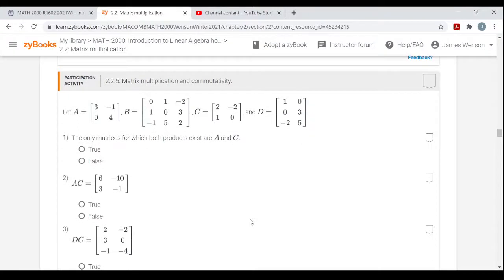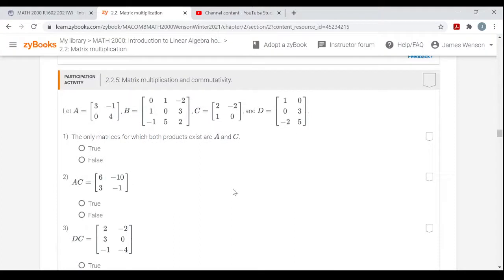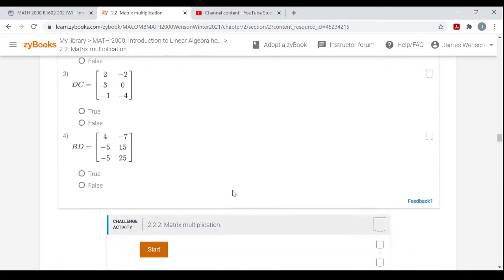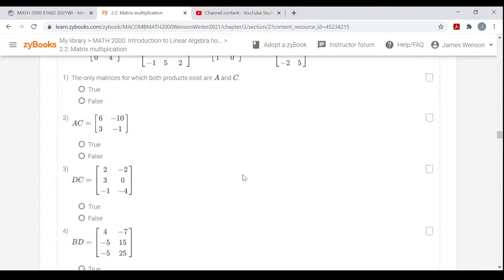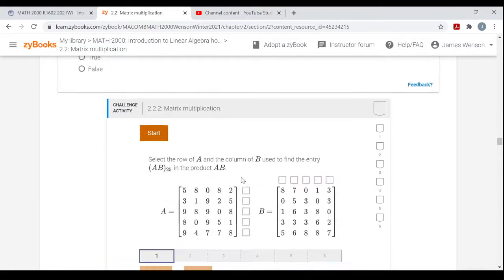We got some more examples. Again, I'll let you play with these. You can start. That's all about size. Are the sizes correct for multiplication, and what would be the product if I could multiply them, and stuff like that. So I'm gonna leave that to you.